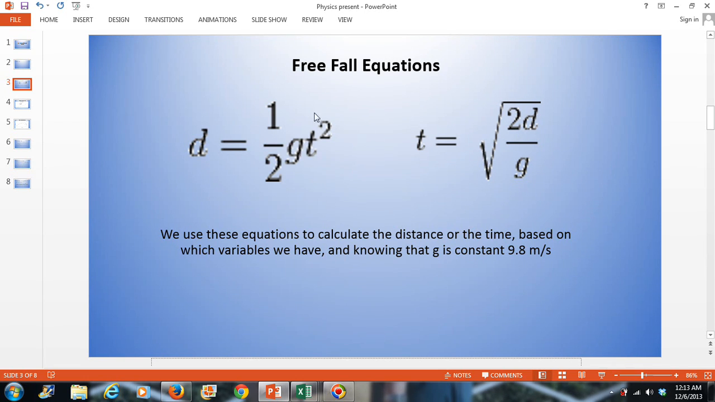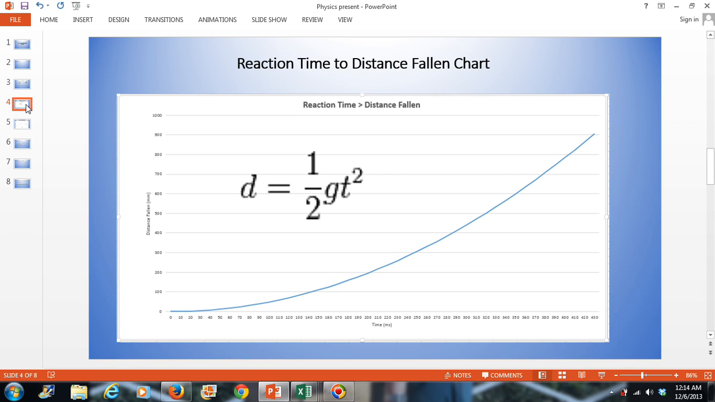And these equations are interchangeable in that if you take time, you can square this side, and that'll be time squared, and you'll have 2d over g. So you multiply the time squared by the g, and you have time squared times g, and then you divide by 2, and you will get this if you solve that for d. And it works the other way as well. So using these equations, we can come up with these formulas that will give us the distance fallen using the reaction time.